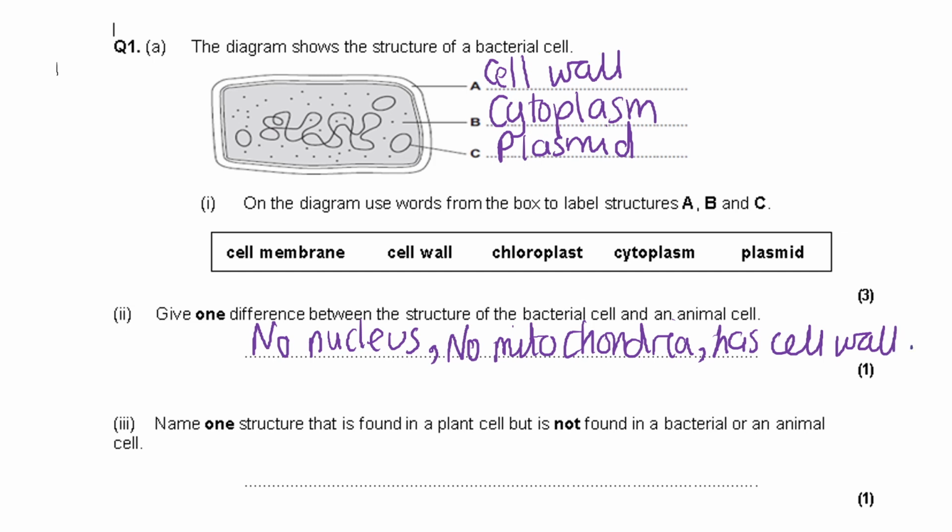Now the next question, again, just 1 answer needed. It says name 1 structure that is found in a plant cell but not in a bacteria cell. The first thing that we can say is that in a plant cell you would have chloroplast, because we need that to make the sugars, the food that the plants need to grow. And the second thing that we can say is that in a plant cell you have a vacuole, but we don't have one in a bacteria cell or an animal cell.